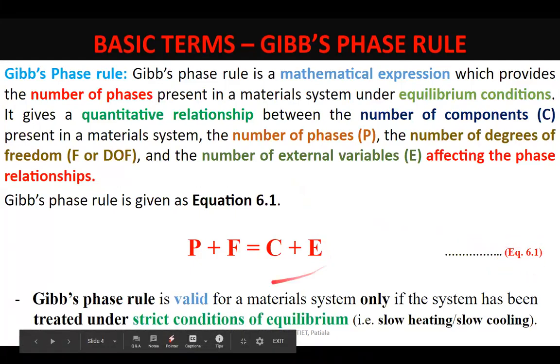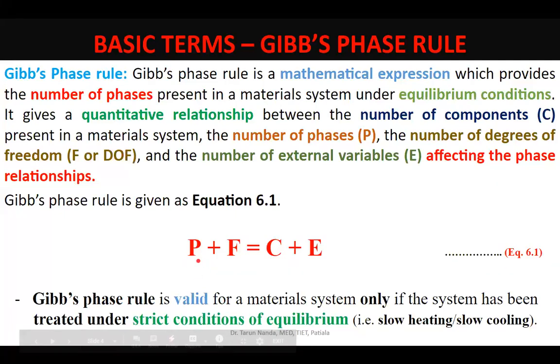And this mathematical expression or equation shows a relationship between the number of phases that are present in a material system, the number of degrees of freedom that are available within it, the number of components which are comprising that material system, and importantly, the number of external variables which are affecting the phase relationships in that materials system.